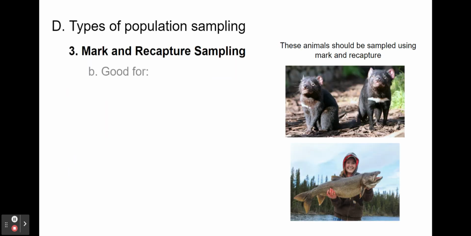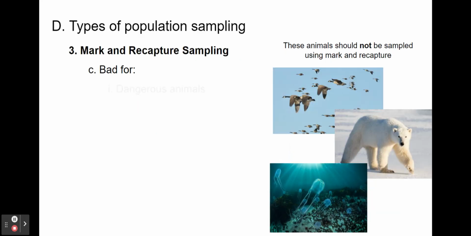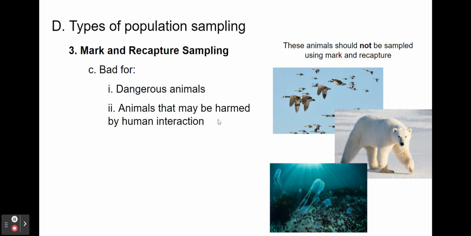What is mark and recapture good for? It's good for moving populations, specifically moving populations of non-dangerous and non-threatened animals. If it's dangerous, we don't want to capture them and mark them. If it's threatened, we don't want to capture them because it could hurt them accidentally. What is mark and recapture bad for? It's bad for dangerous animals like polar bears that will attack. It's dangerous for animals that might be harmed by human interaction, also polar bears.